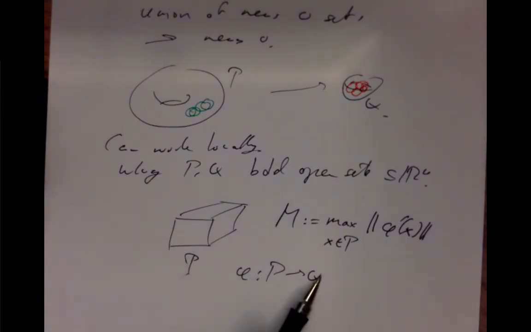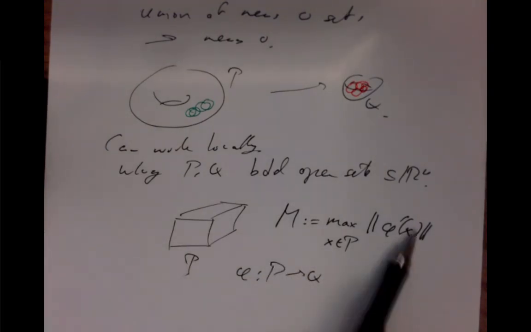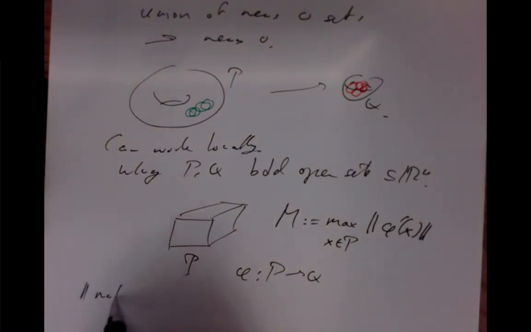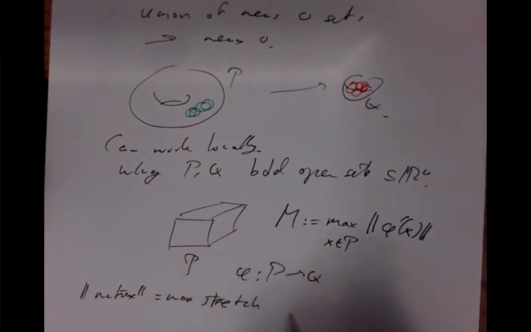So we have this smooth map to an open set Q in Euclidean space, and we've declared M to be the maximum magnitude. What's the magnitude of a matrix? It just means the maximum stretch factor on a vector, the stretch factor when it linearly acts on a vector. So that's what I mean by this magnitude here.